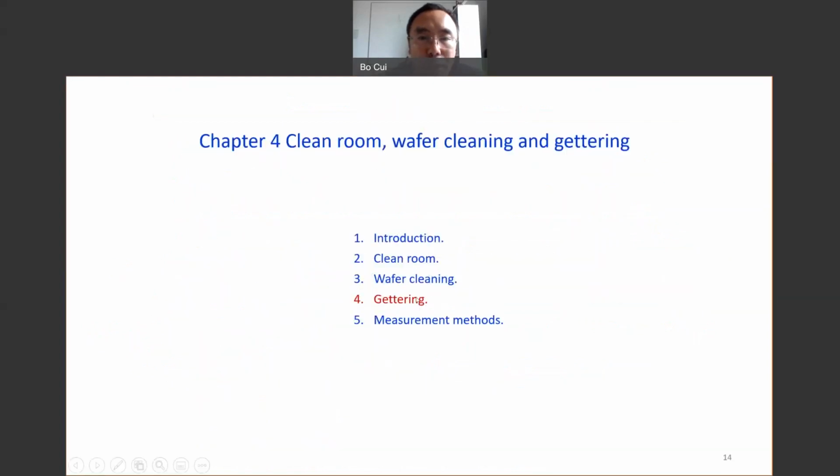So now we look at the third cleaning step. It's called gettering. This word I think is very new to all of you. Gettering, you can think, means get rid of by trapping. We find a way to trap the contaminant.